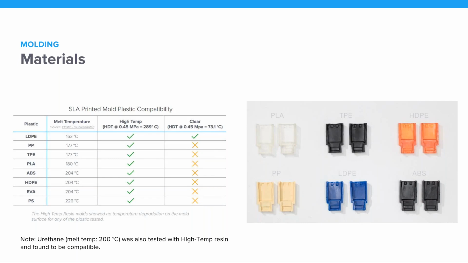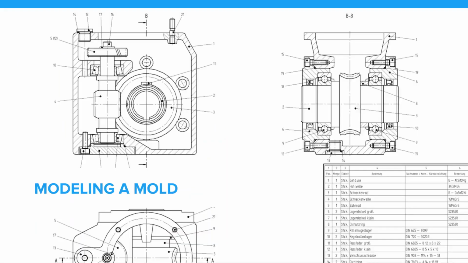We've got these little USB enclosures. You can see what they all came out like. One thing that's not on here is urethane. We got that tested by one of our partners, and that also worked pretty well. So it's a good example of all the material variety that you can get out of these 3D printed molds. All right, so I'm going to jump into modeling a mold now.